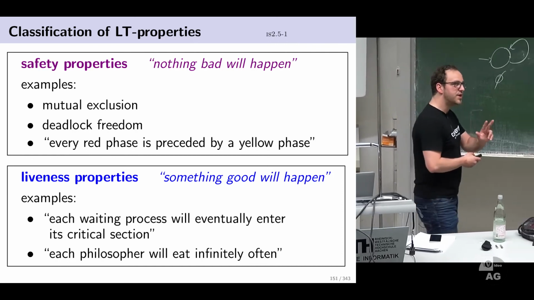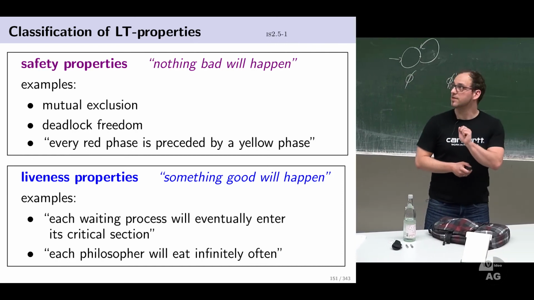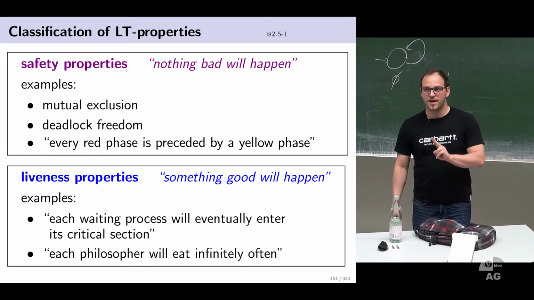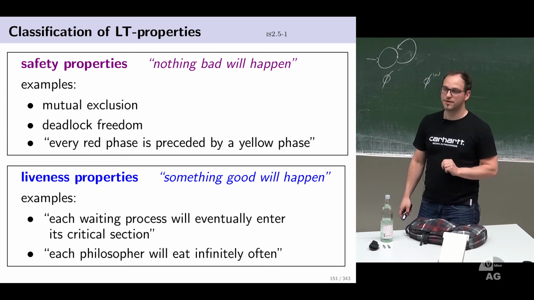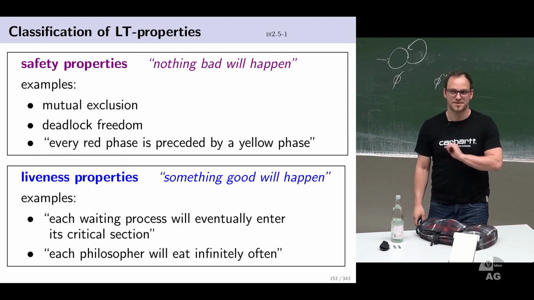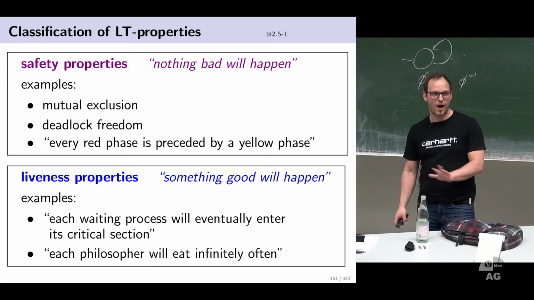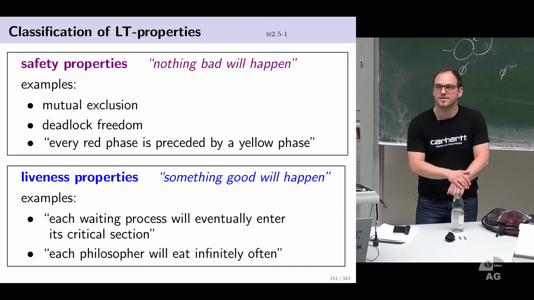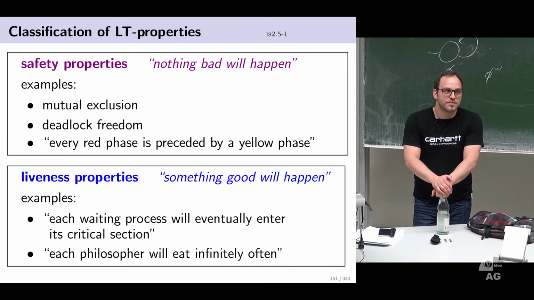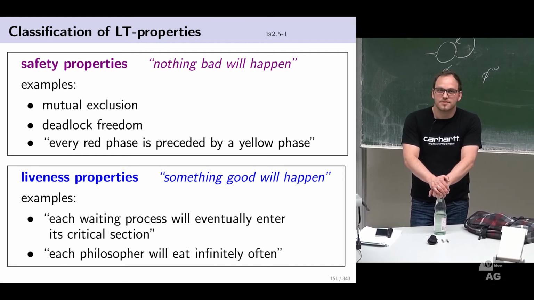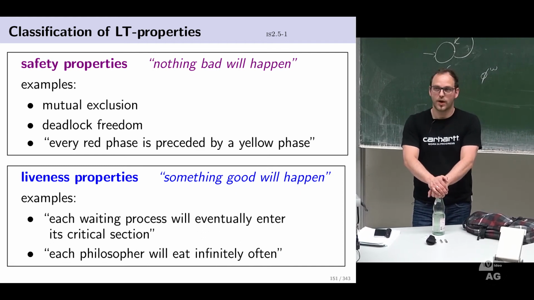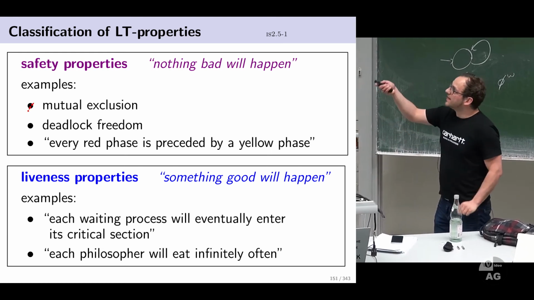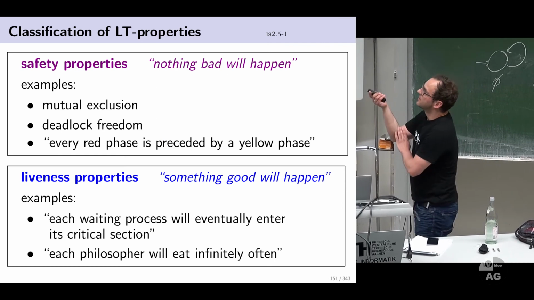Now there are 3 examples for safety properties on this slide, and I would argue that 2 of them fall into the same subcategory, and 1 of them is kind of the odd one out. Why would I say that? No idea? Okay, let's look at these examples.